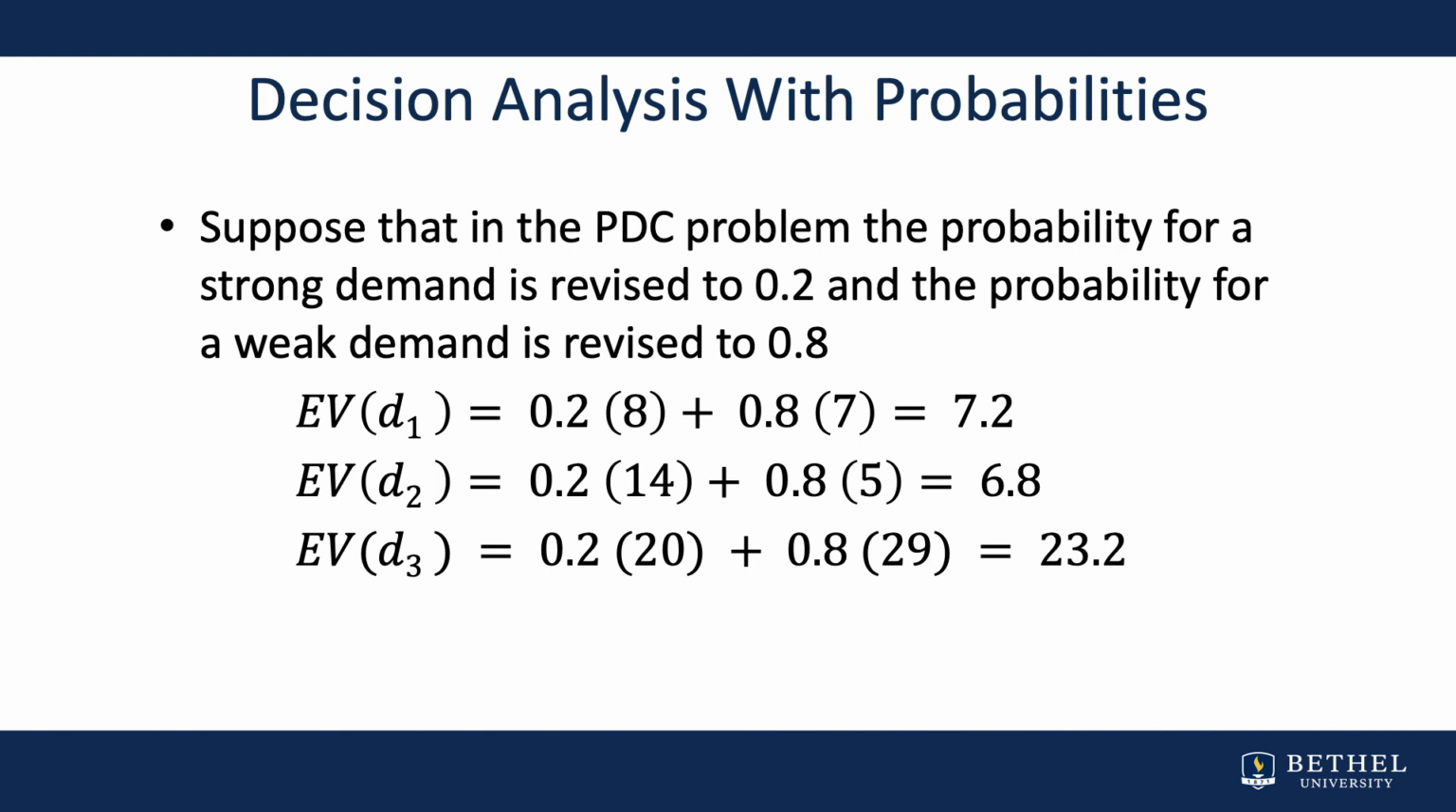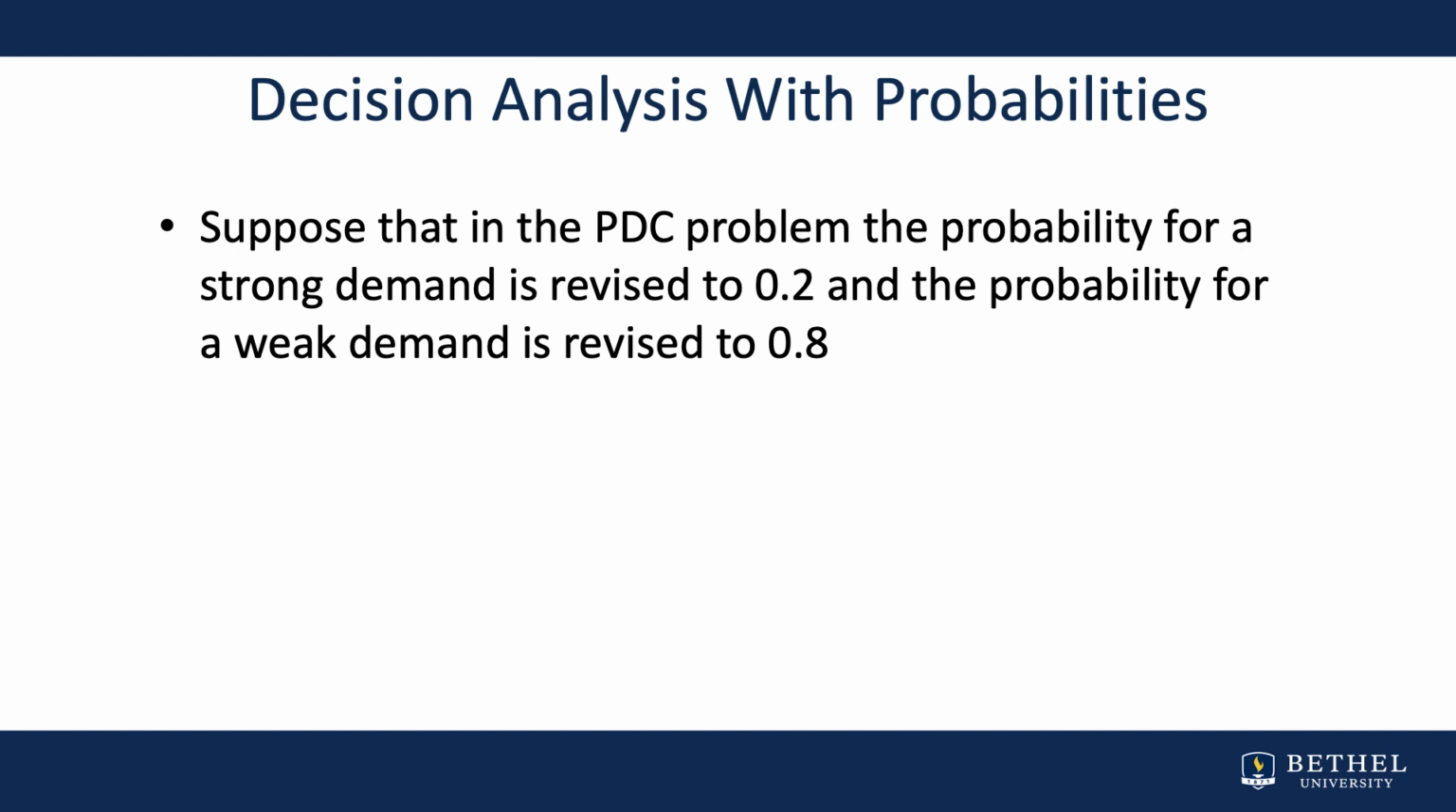Using the PDC data that we have, suppose that in the PDC problem, the probability for a strong demand is revised to 0.2 or 20%, and the probability for a weak demand is revised to 0.8 or 80%. Here's how the expected values change.